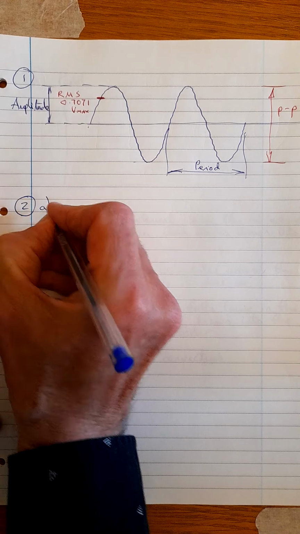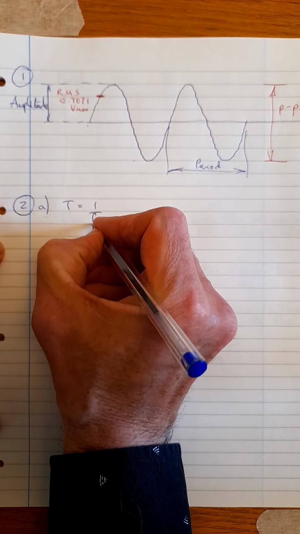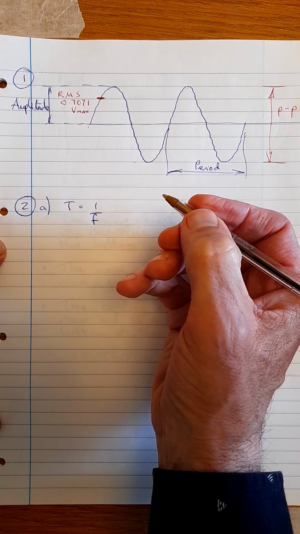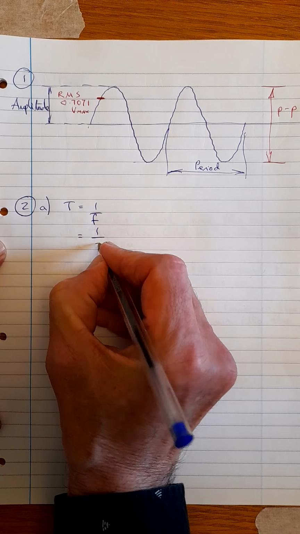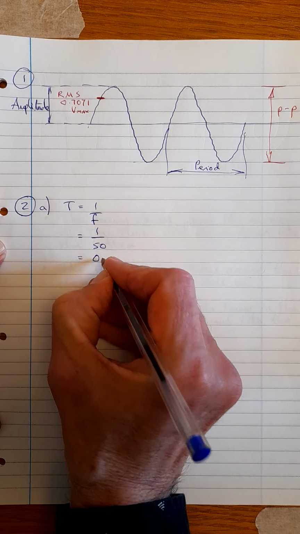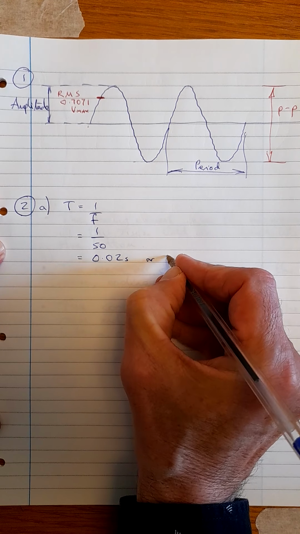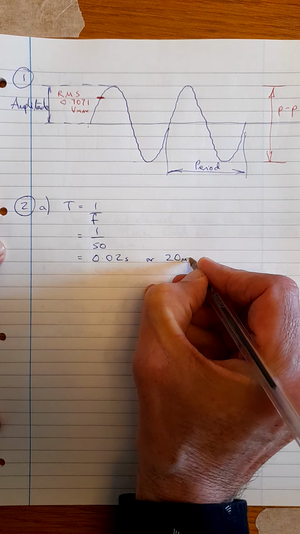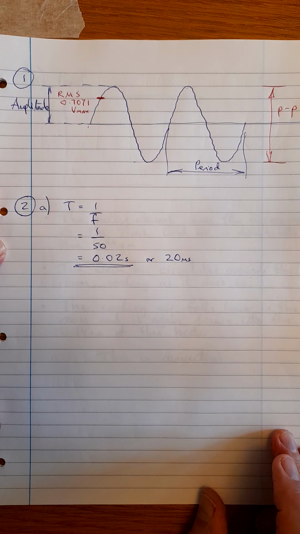So part A, T equals 1 over F. And if you put the numbers in, that's 1 over 50. Work it out, that is 0.02 seconds. Or if you prefer, you might write 20 milliseconds. Both of those would be acceptable answers.